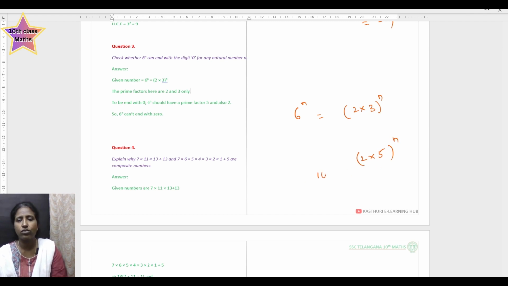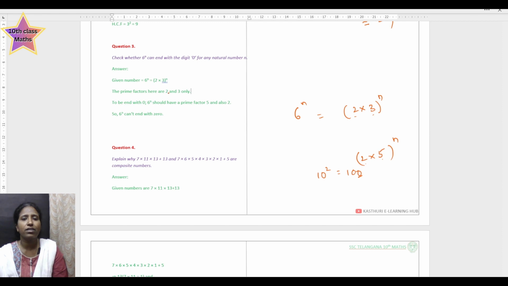Okay, for 10 square only you will get 100. Yeah, so 2 should also be there, 5 should also be there. Then only you will get the last digit 0. But here what do we have? We have 2 is there, of course. But do we have 5? No. So there are no possibilities of getting the last digit as 0. So here is the explanation. The given number is 6 power n, which is equal to 2 into 3 whole power n.